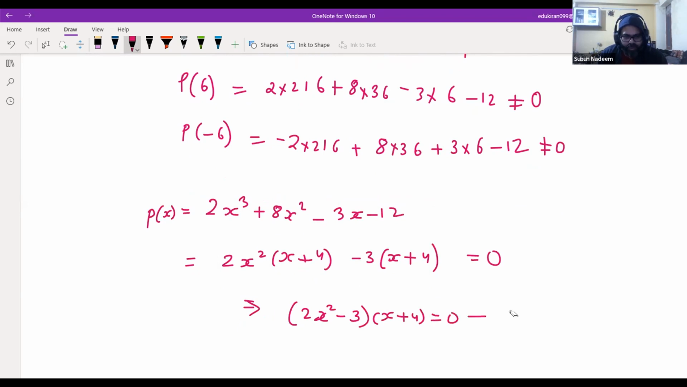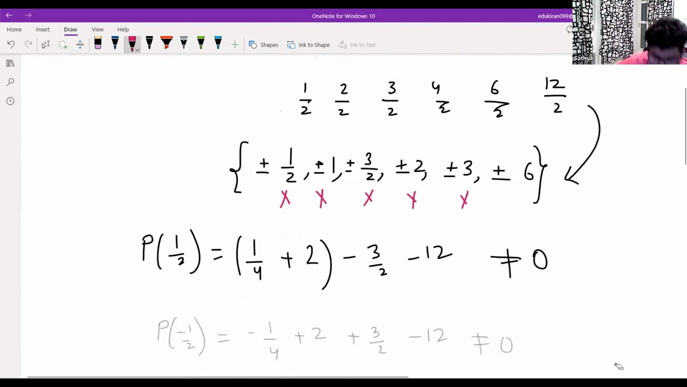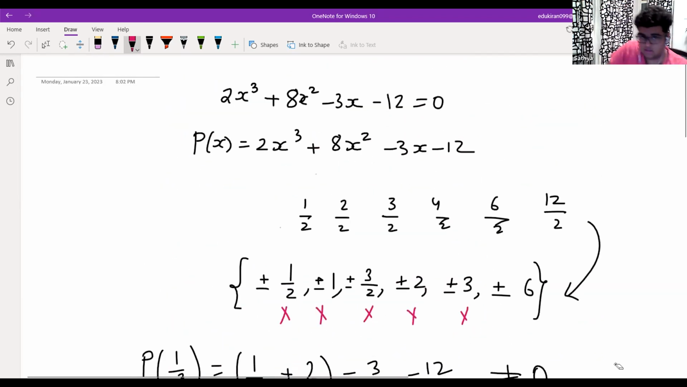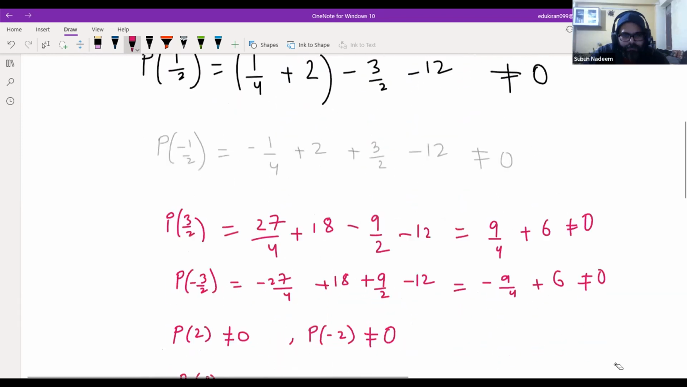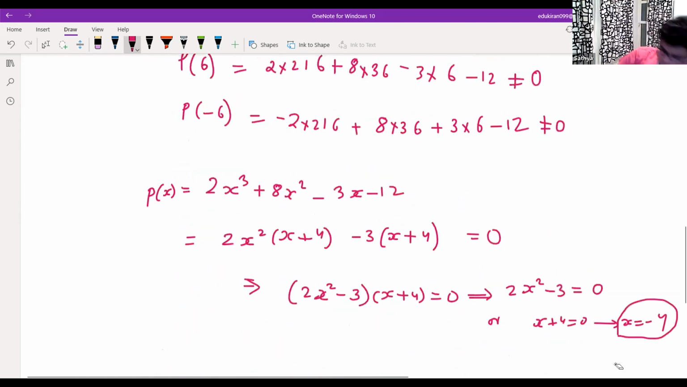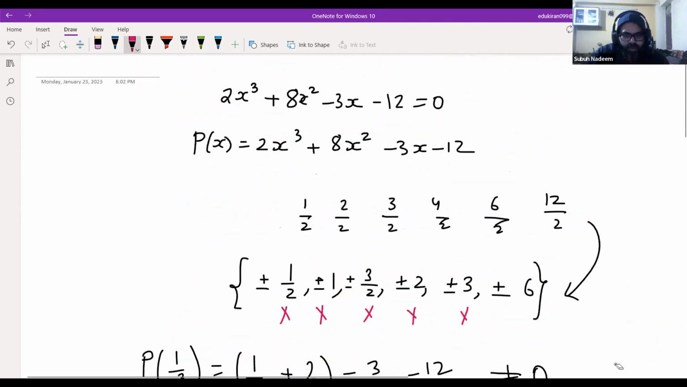So you will get one term as 2x square minus 3 equal to 0. That obviously you could not get from the rational root method because it is irrational. But another one is x plus 4 equal to 0, which is actually x equal to minus 4. So why are we not getting this? We didn't get that. Have we made any mistake? Yeah, we didn't get that.